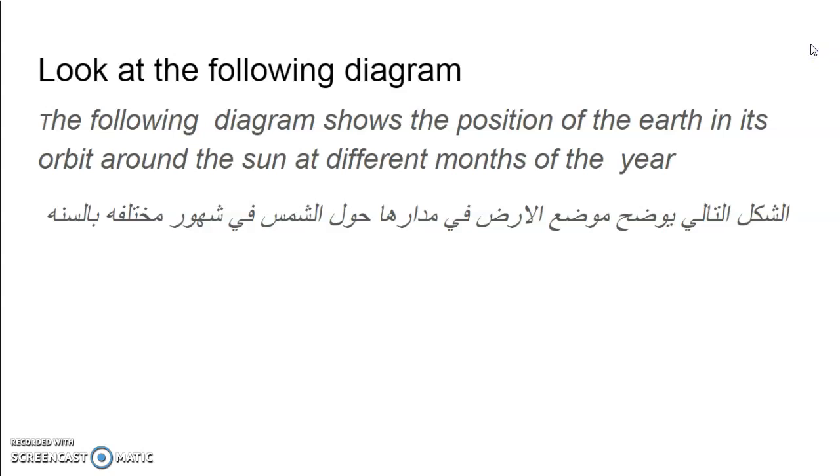Look at the following diagram. Now we are going to see a diagram which shows us the position of the earth in its orbit around the sun at different months of the year. This picture also is put in your book, page 91. So this picture shows us تفرجينا موضع الأرض في مدارها حول الشمس in different months في شهور مختلفة في السنة.